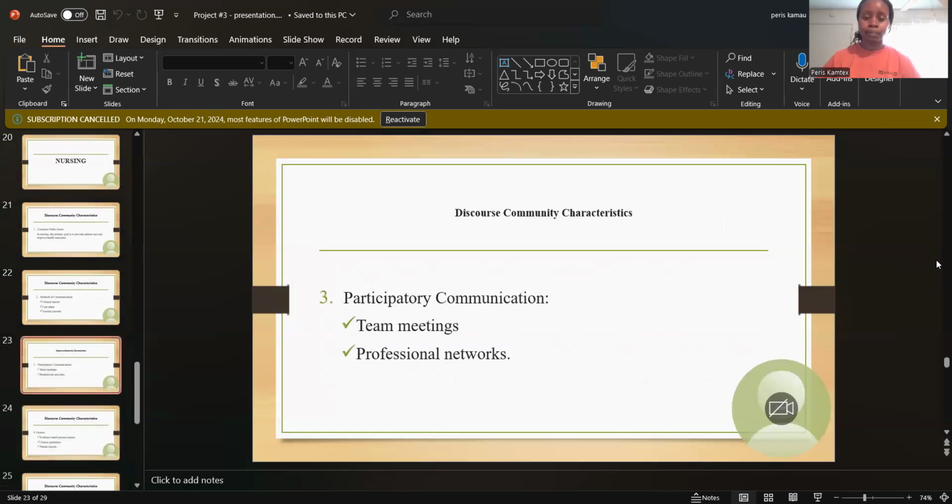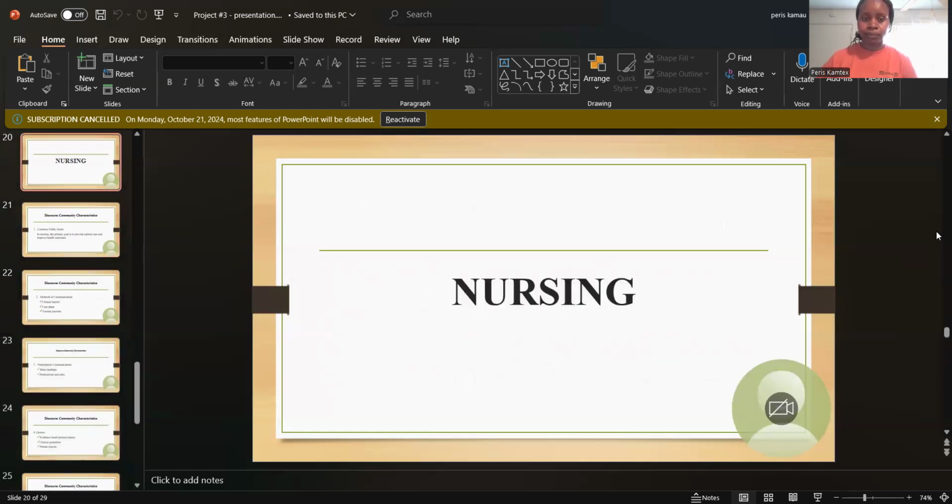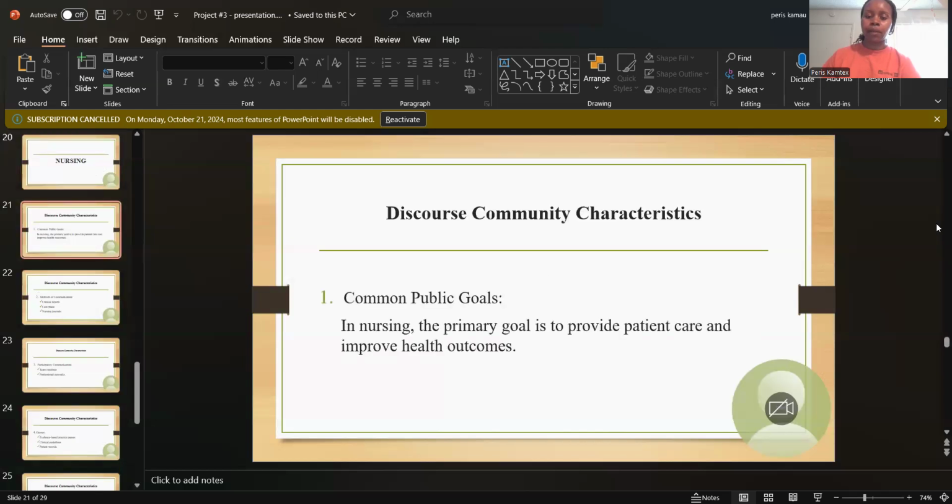And lastly, we explore nursing as a discourse community, which I'm very interested in. Its primary goal is to provide patient care and provide health outcomes.